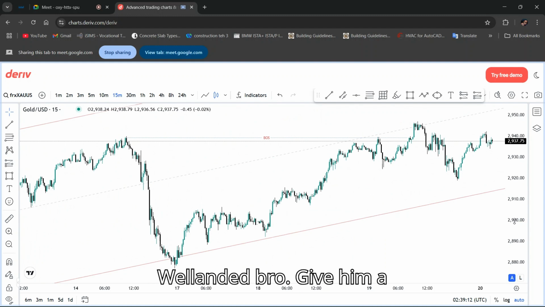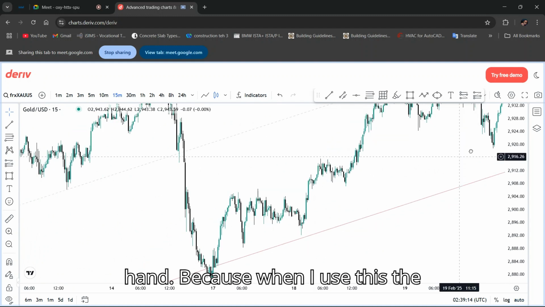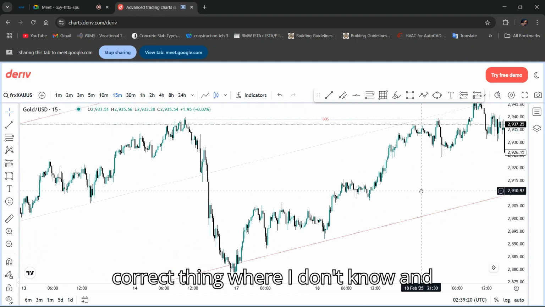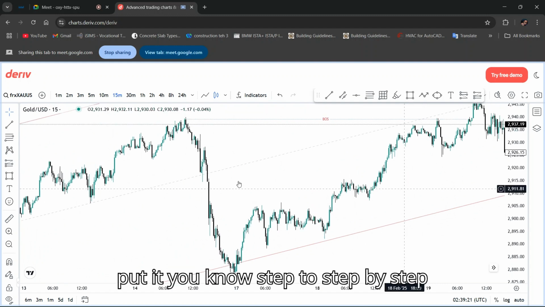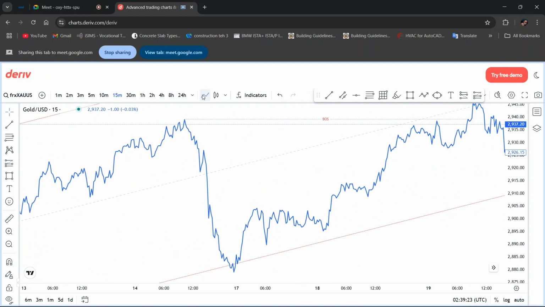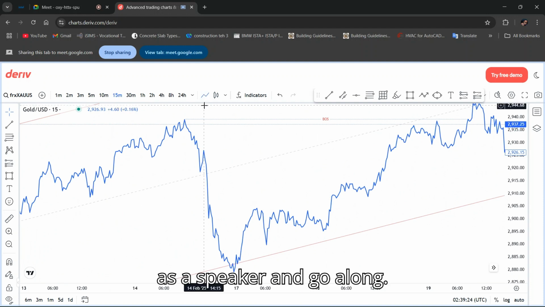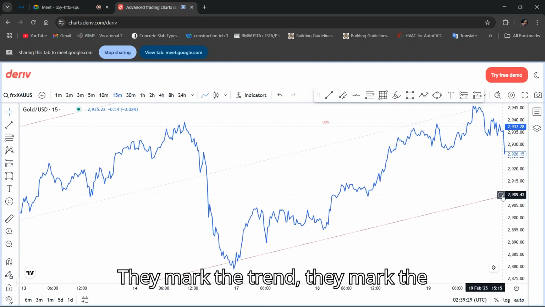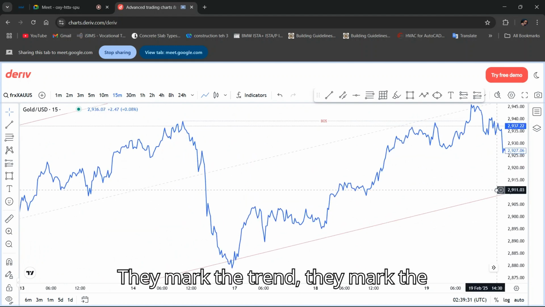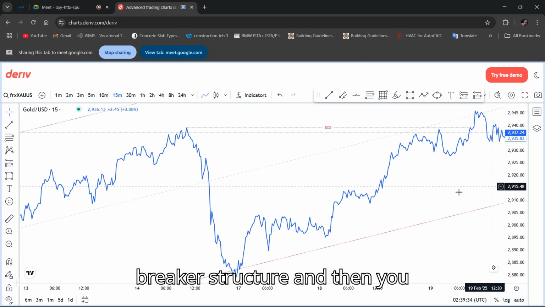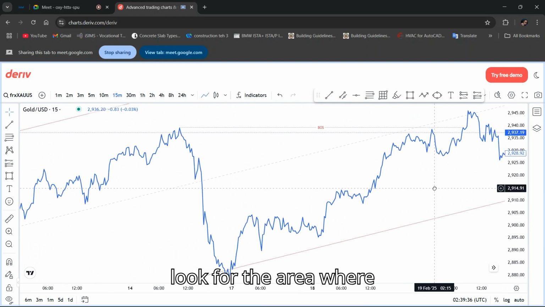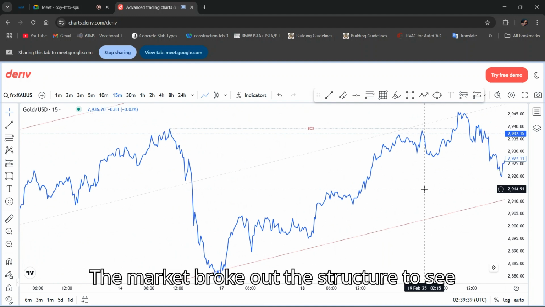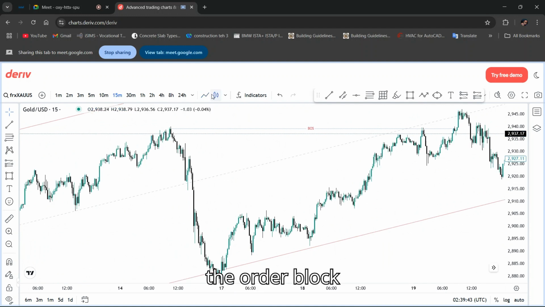Hold on there, bro. You never ask me to hold on there. Because when I use this little thing, I already know and put it step by step as you speak and go along. You mark the trend, you mark the break of structure, and then you look for the area where the market broke out of structure to see the order block.